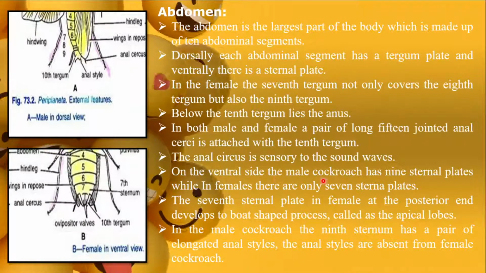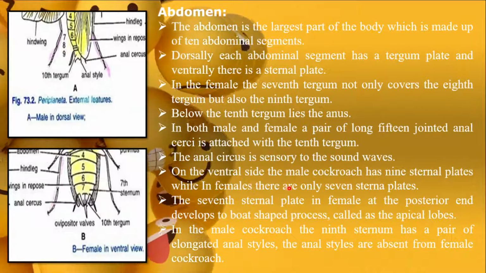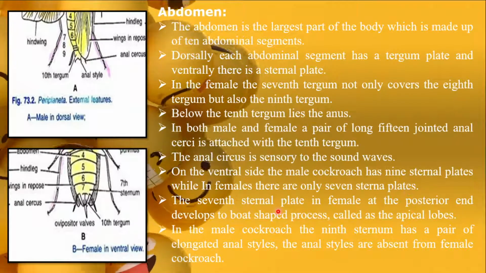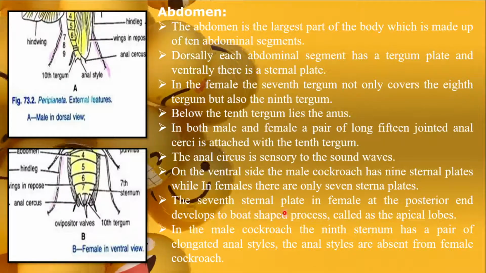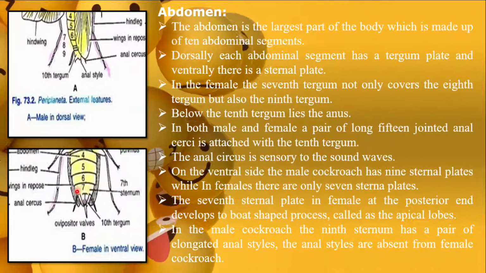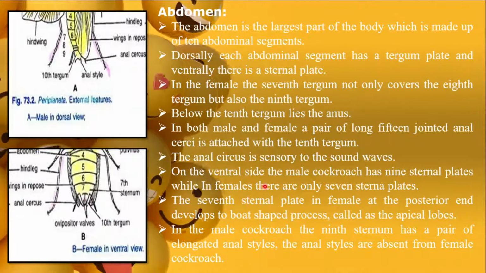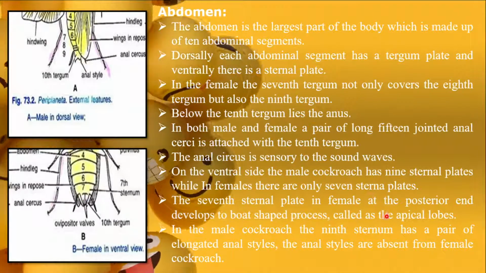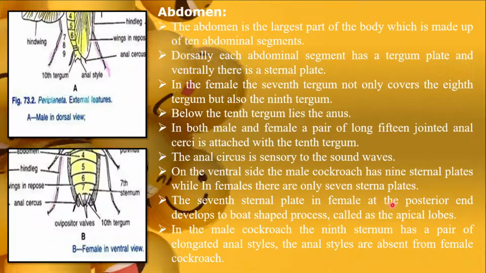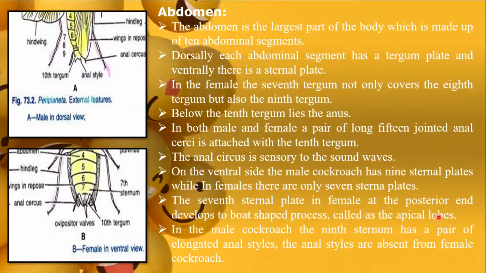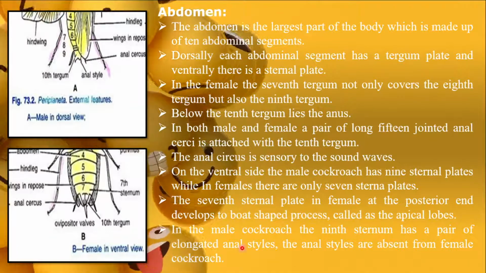On the ventral side, the male cockroach has 9 sternal plates, while in female there are only 7 sternal plates. The 7th sternal plate in female at the posterior end develops into a boat-shaped process. See, in the female it develops into a boat-shaped process, and it is called the apical lobe. After the 7th sternal plate on the ventral surface in female cockroach, a boat-shaped process called the apical lobe is present. In the male cockroach, the 9th sternum has a pair of elongated anal styles.